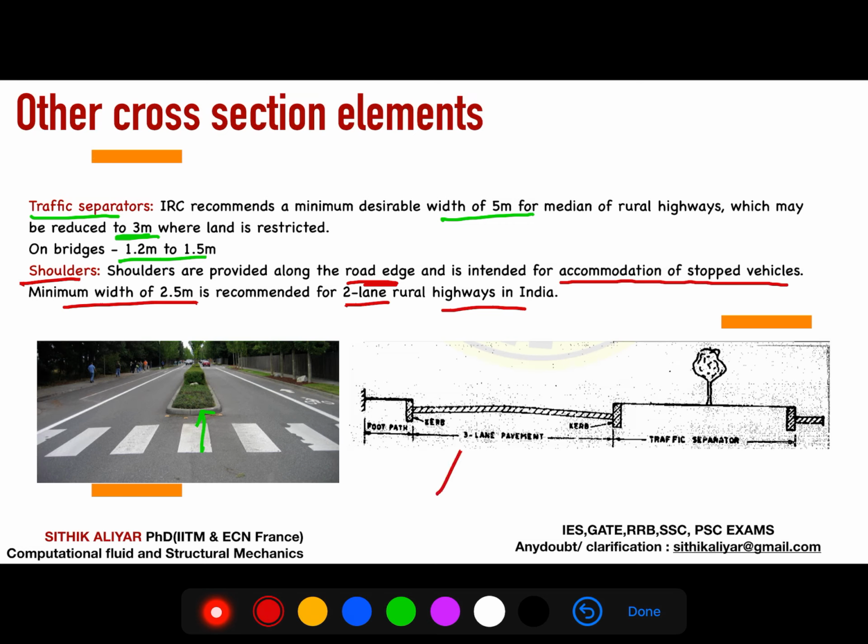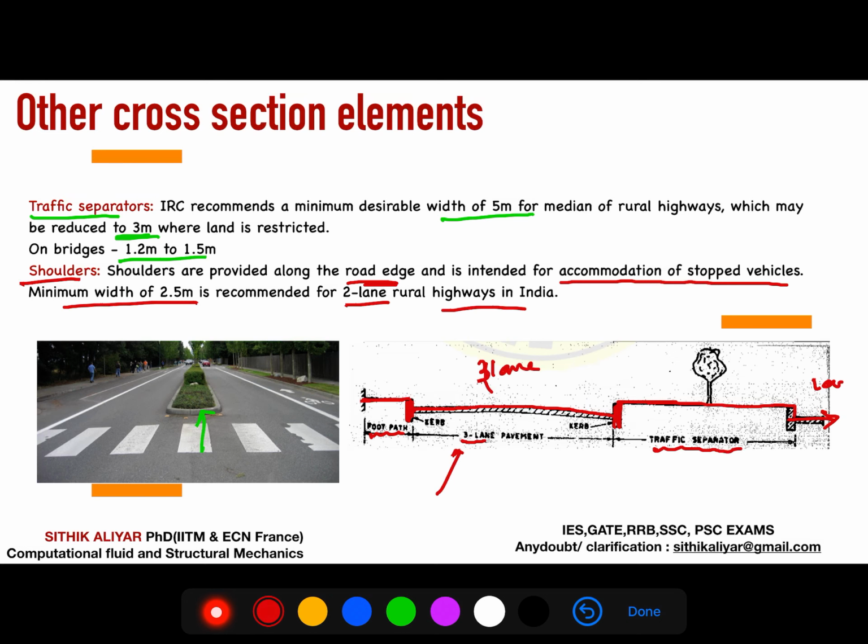And you can see another cross section photo I have given. This is the traffic separator I told you, and this is one 2-lane road, this is another 2-lane road. You can see there is a little camber they have provided, and there is a curb stone they have provided, and this is a footpath or shoulders, and this is a traffic separator. Okay, and they have mentioned here it is a 3-lane road actually. Okay, so this is how the cross section will be.